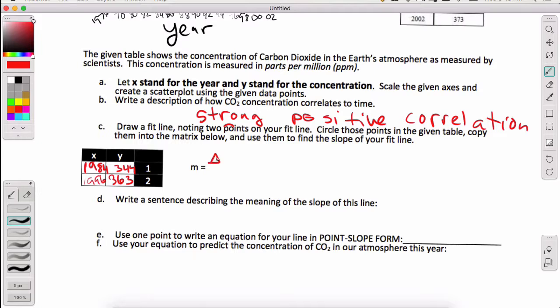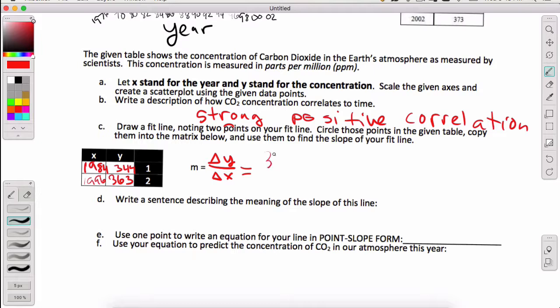So remember, for the slope formula we're just trying to figure out how much did the y change and how much did the x change. And then we use division. Really I'm figuring out how much did the parts per million grow and how long did it take, and then I use division to convert that to a unit rate.